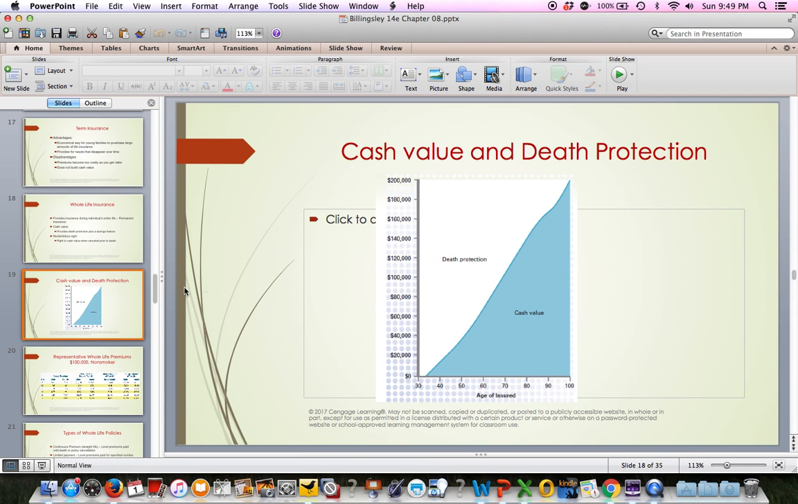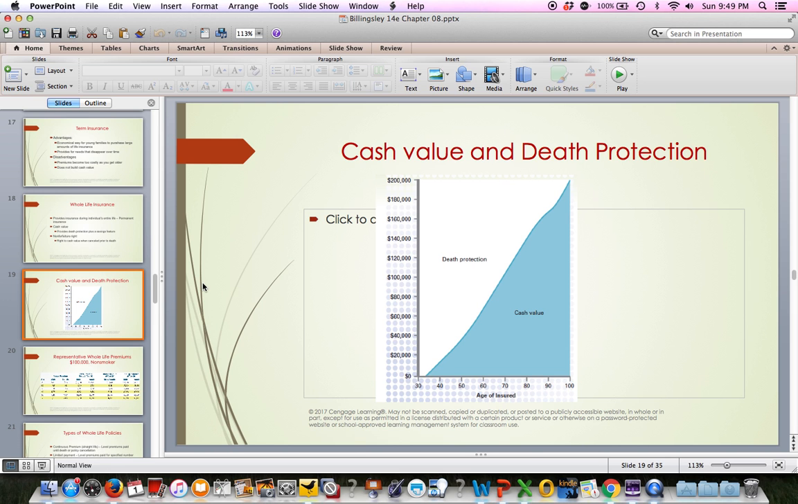This just illustrates cash value over death protection. Quite often, as your cash value builds, your death protection may go down, and you can see that with the age to the right, and the value that goes up. So as that policy builds value, a lot of what you get back is simply what you've been building up as savings. You get that back.